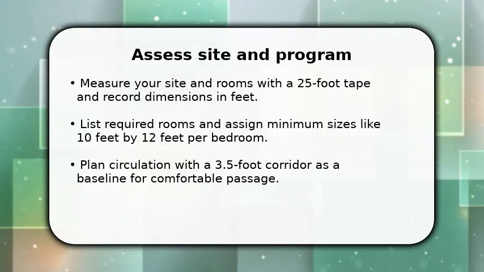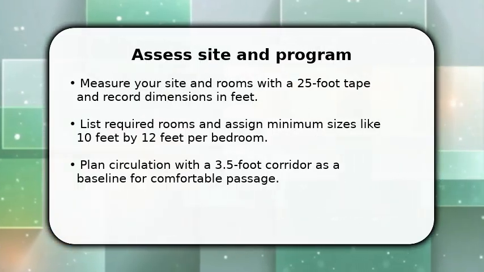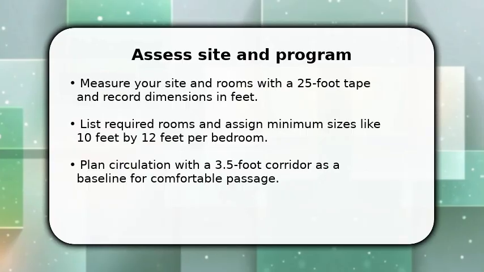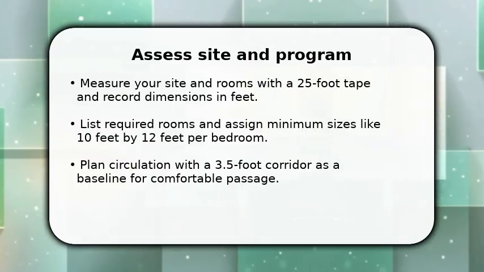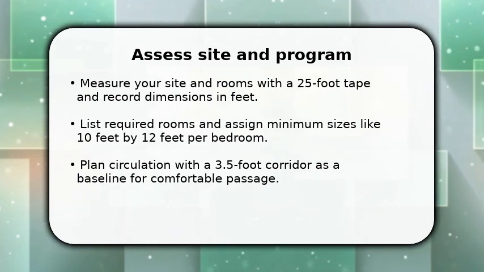Assign minimum room sizes such as 10 feet by 12 feet for a bedroom and 12 feet by 15 feet for a main living area. Establish circulation early and use a 3-5-foot corridor as a baseline for comfortable passage.